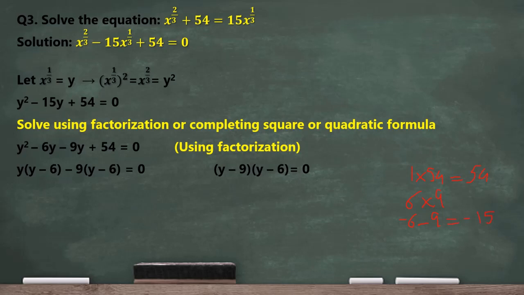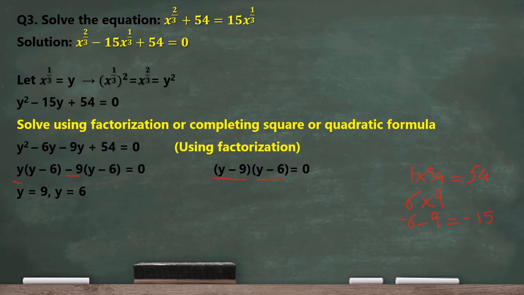Now y square minus 6y minus 9y plus 54, that is the middle term breakup form. So take y as a common from y square minus 6y, and take minus 9 common from minus 9y plus 54, that is y minus 6. So we get y minus 9 or y minus 6 equal to 0, either y equal to 9 or y equal to 6.